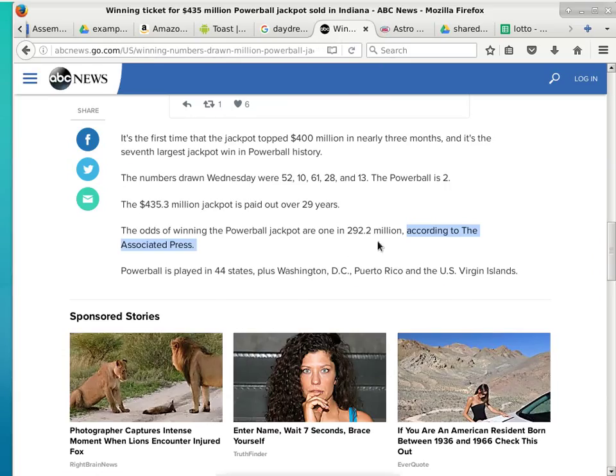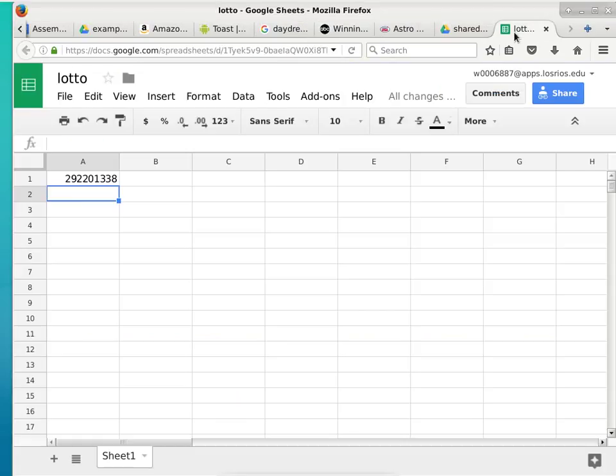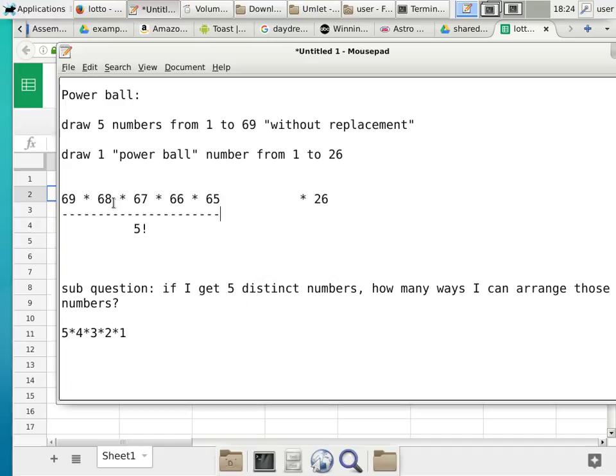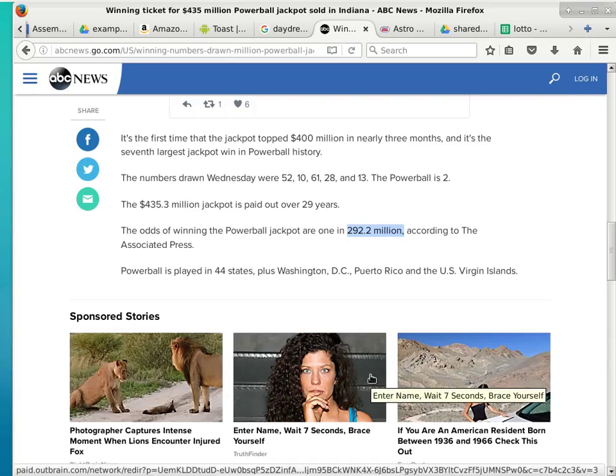So we'll double check with that because I think we can go back to the news here. Yep. In fact, our number is better because they cut off the precision at 292.2 million when the number really is 292.201338 million. Yes, so we did better compared to Associated Press. Is that okay? Does everybody understand how those numbers are calculated? With at least Super Lotto.